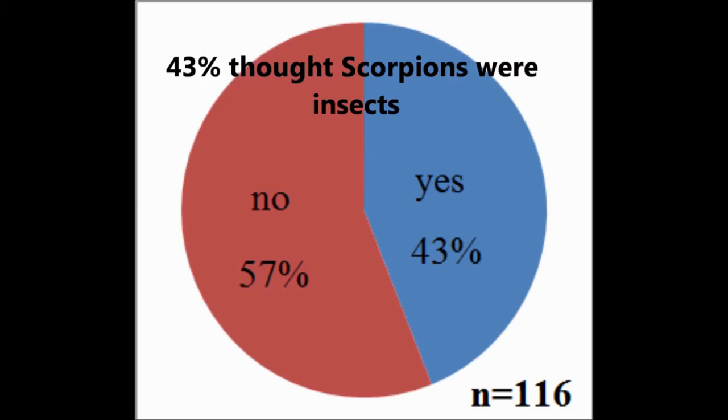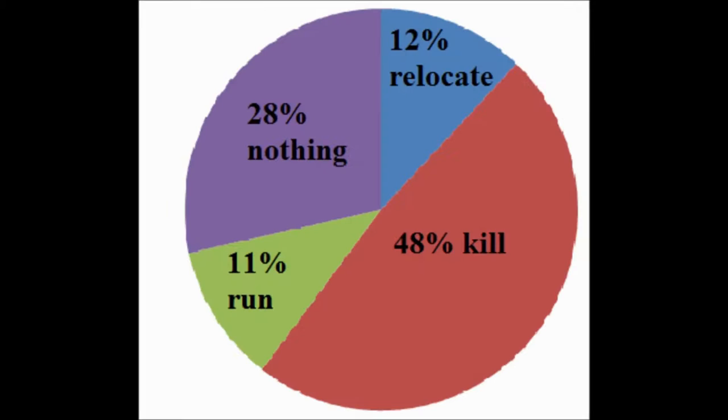We found 43% of persons interviewed thought scorpions were insects and not arachnids. 37% had encounters with scorpions, and 48% of these individuals felt they should kill a scorpion when encountered, whereas 28% felt like they should do nothing at all. 100% of all persons interviewed felt that all scorpions were venomous.